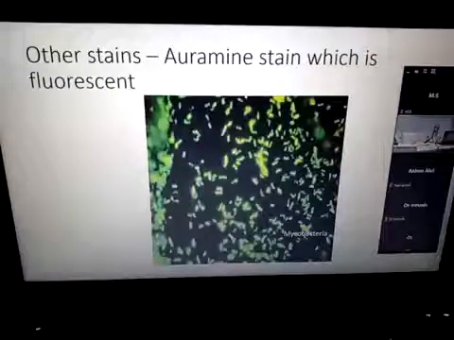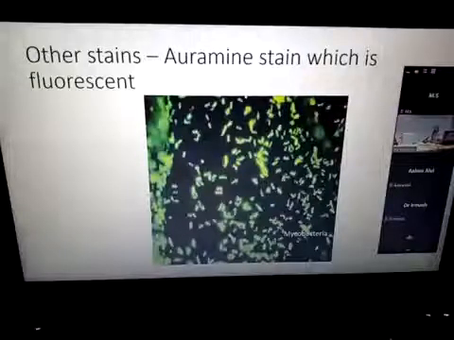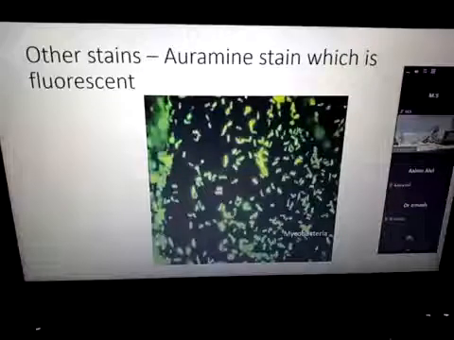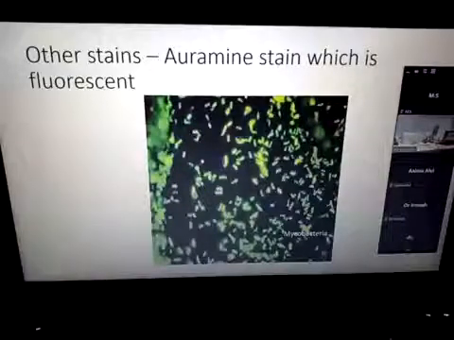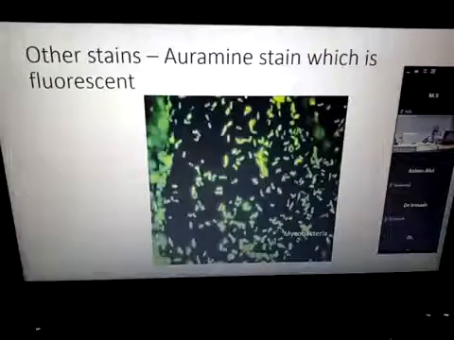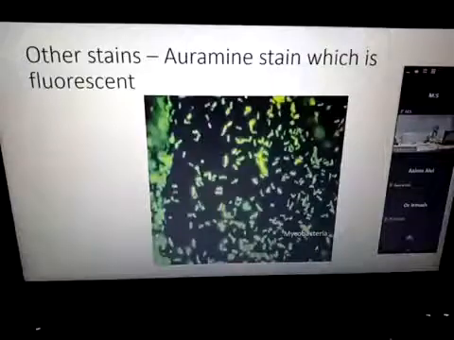And this is viewed on a dark background, or you do it in a dark room. To remove the excess stain, potassium permanganate is used to dull the background, so that there is no background fluorescence and stain particles do not stick here and there on the slide, other than inside the bacilli. Okay, so this has really revolutionized the AFB smear.